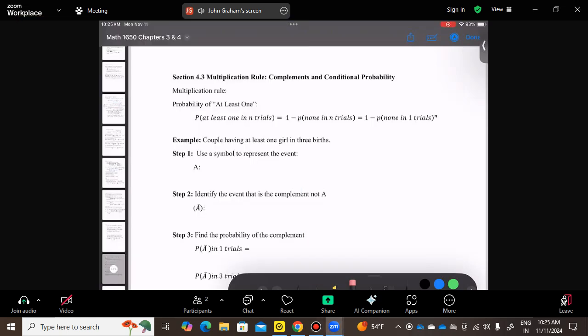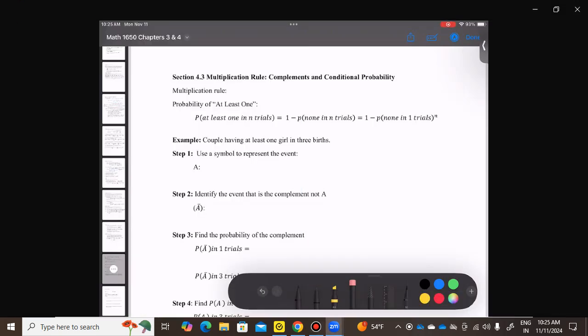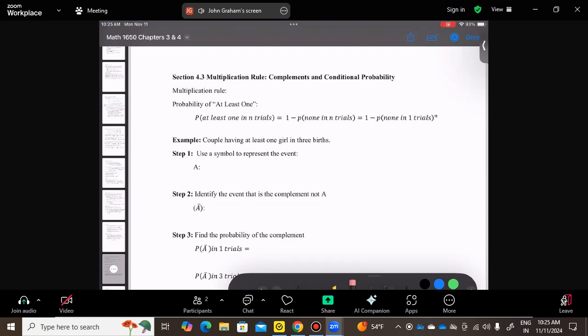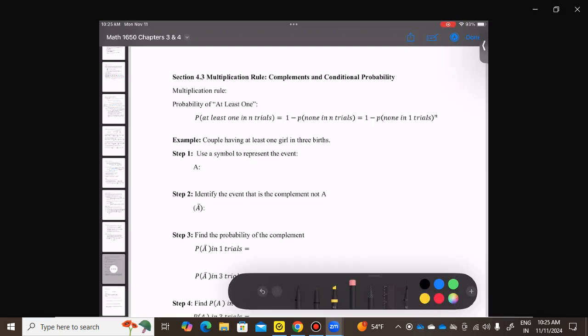Hi, this is Math 1650, and this video is over 4.3, in which we're going to look at what's called the at least one rule, and then we'll look at what's called conditional probability. Both we have kind of seen already, but we're going to more define the process here for both of these. This is going to be a little bit of a quick video.